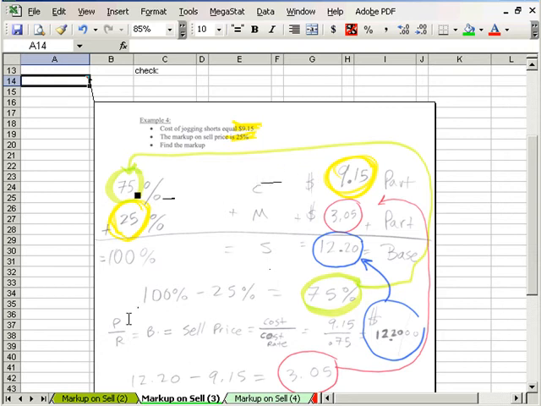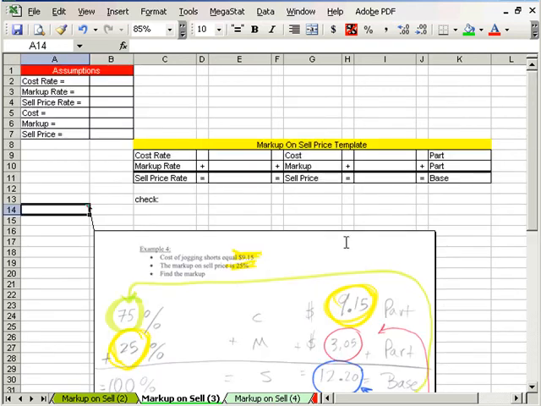So look at this. Part divided by rate equals base. Sell price, in this case, is the base. Cost is the part. Cost rate is the rate. Make that division. 915 divided by 0.75. Wow, $12.20. So we put that there. Then we do the subtraction here, and we get the markup of $3.05.